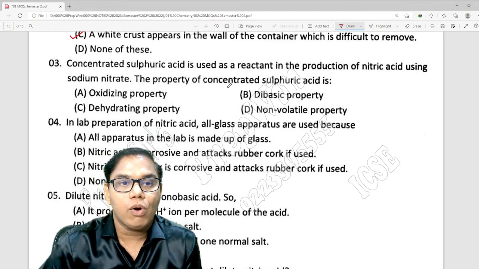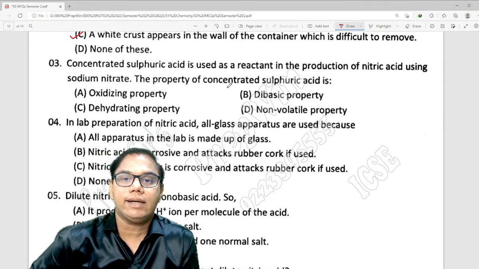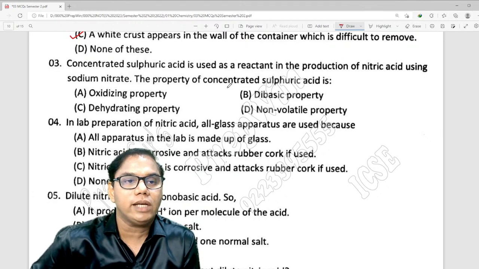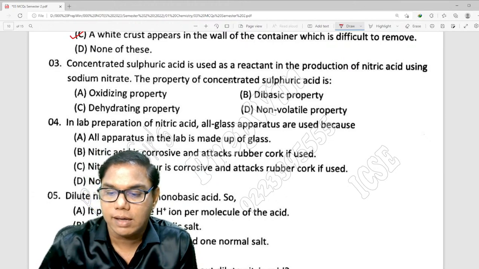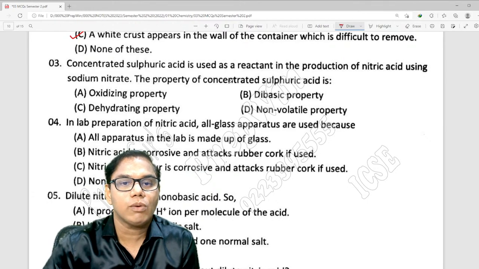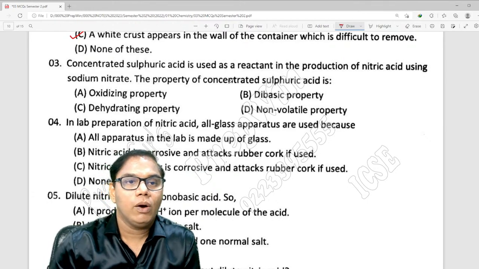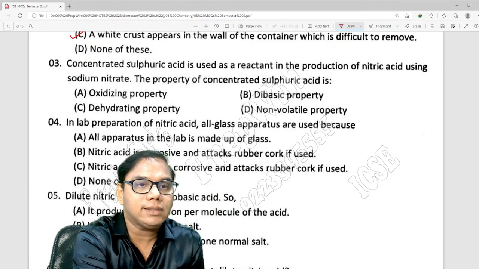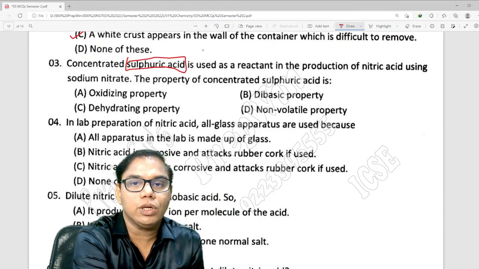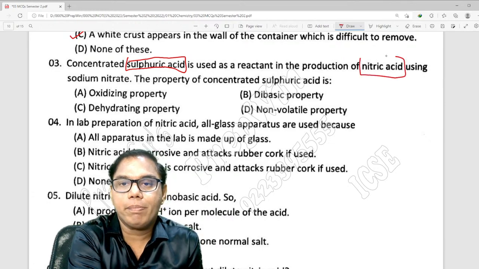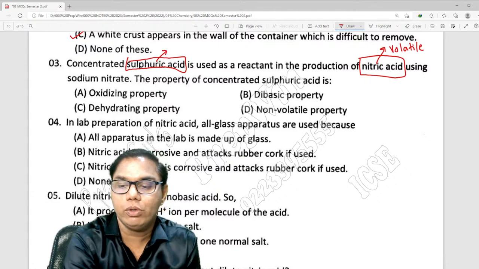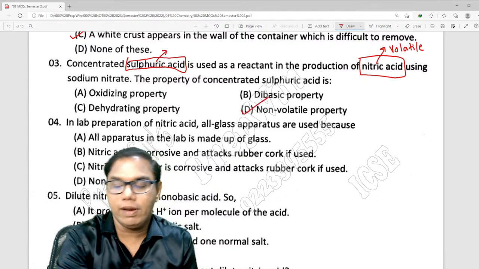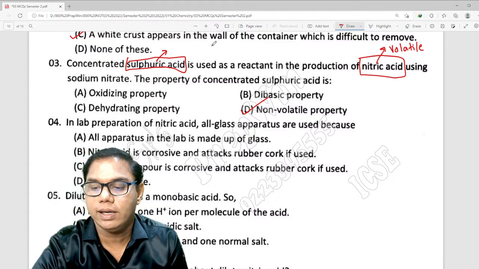Third, concentrated sulfuric acid is used as a reactant in the production of nitric acid using sodium nitrate. What is the property of sulfuric acid? Tell me the third answer. This is also very easy. One acid is used to prepare another acid. Nitric acid is which kind of acid? A volatile acid. So what kind of acid should be used to prepare the volatile acid? Definitely a non-volatile acid.